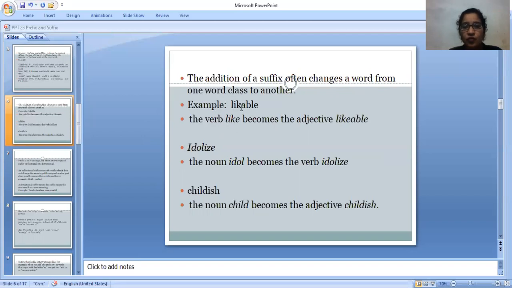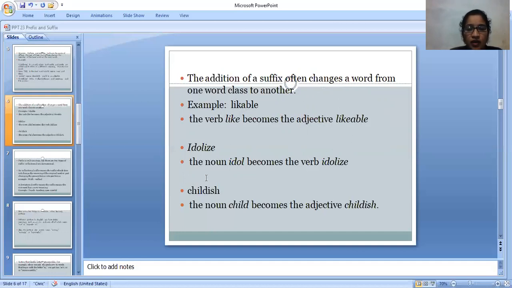You have a few more examples here. If you take the verb like, I hope you can see the movement of the cursor. So if you take the verb like and add the suffix able, then what's the word we will get? We will get the new one, likable, right? Likable. And what's the form? It is an adjective. So from the verb like, the addition of able created a new word likable, the form of which is an adjective.